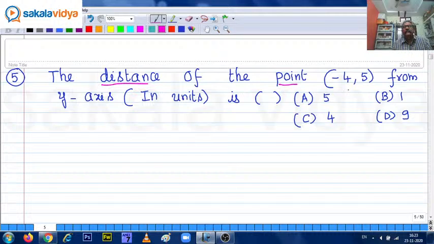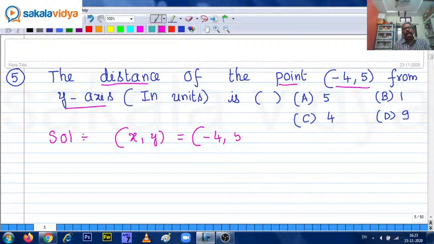Distance of the point -4, 5 from y-axis. So first let us start the solution like this. Here given x comma y equals -4, 5. Comparing on both sides, x equals -4, y equals 5.